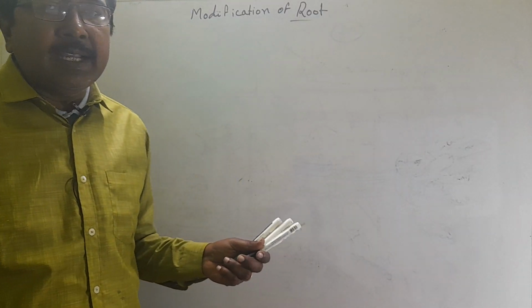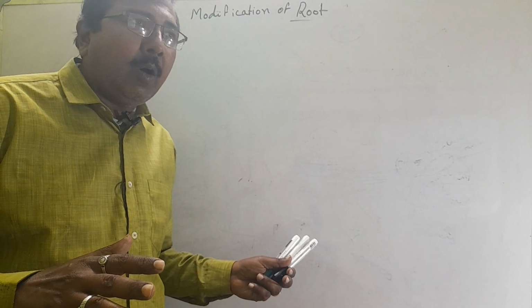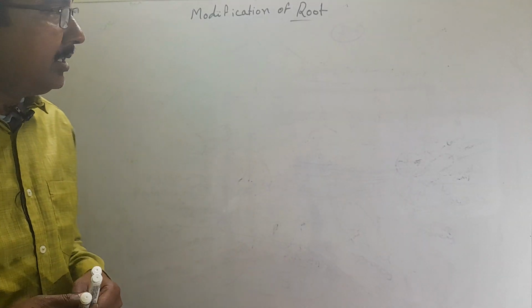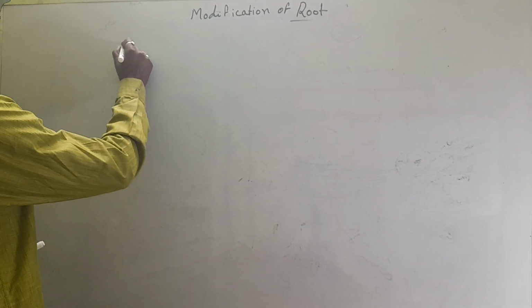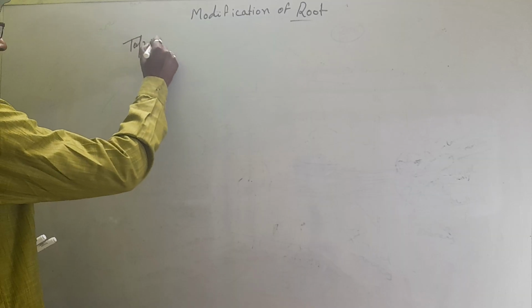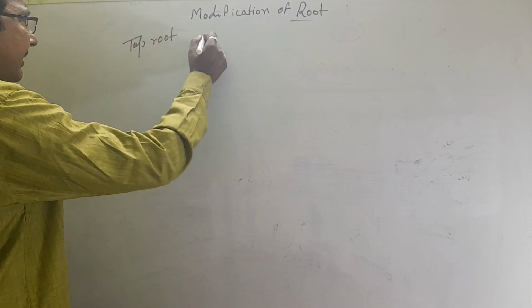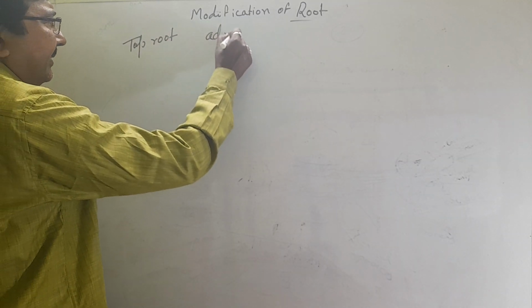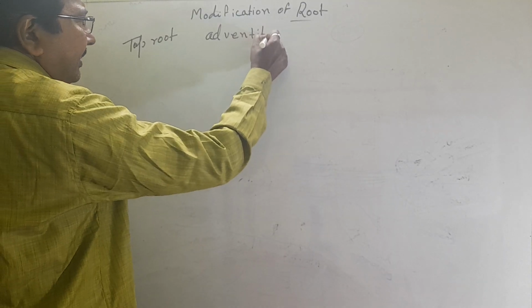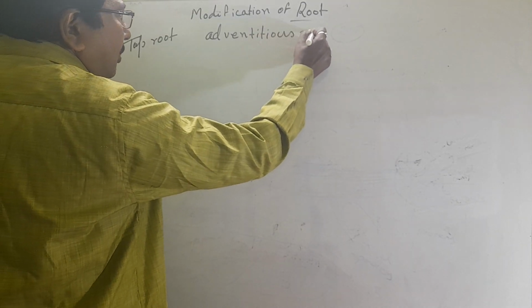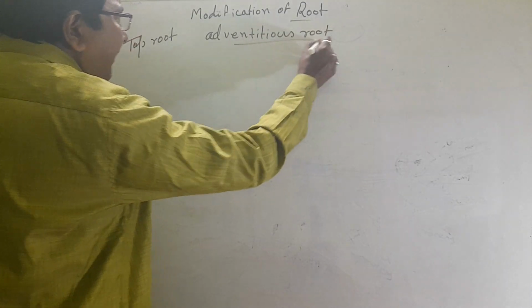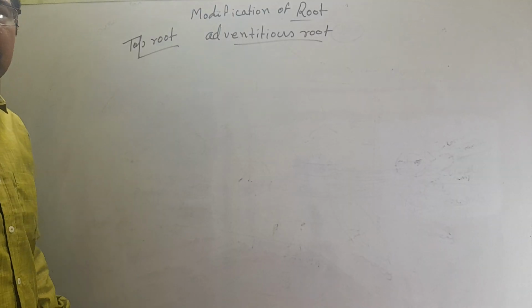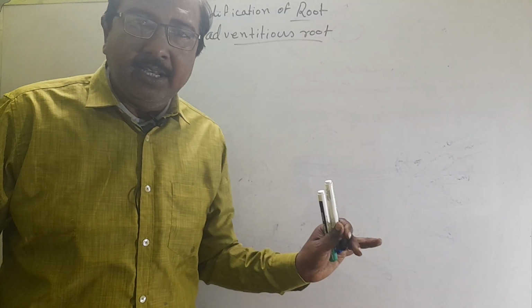It may be taproot or adventitious root. Root has two types. One is taproot, another is adventitious root. So what is the difference between taproot and adventitious root? First, you have to know this.